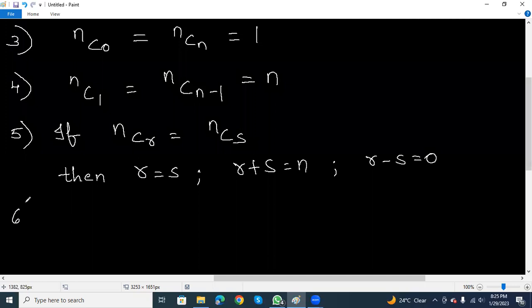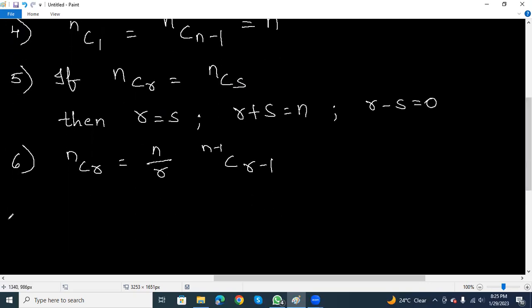Let's see one more property. NCR is equal to N by R into (N minus 1) C (R minus 1). Next. One more.